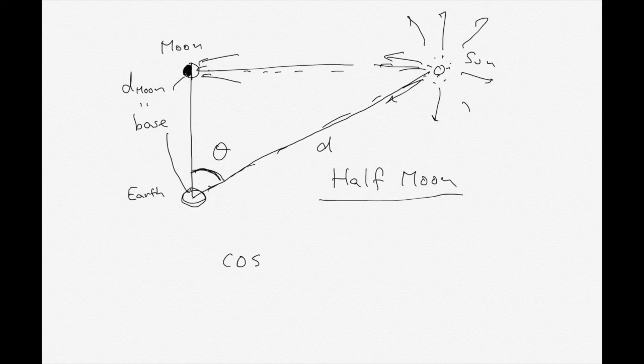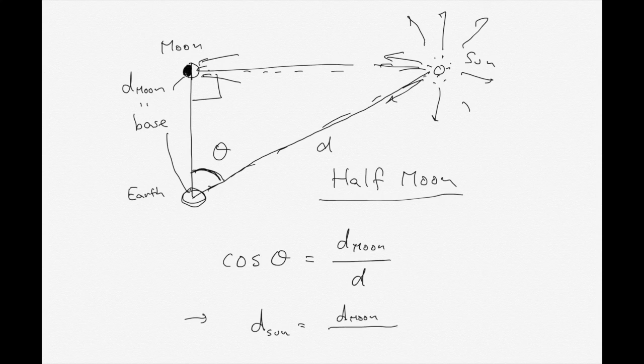Because cosine theta, so this is a right angle, cosine theta is D Earth-moon over D. So you can find D. D, the distance to the Sun, is obtained as D Earth-moon over cosine theta.